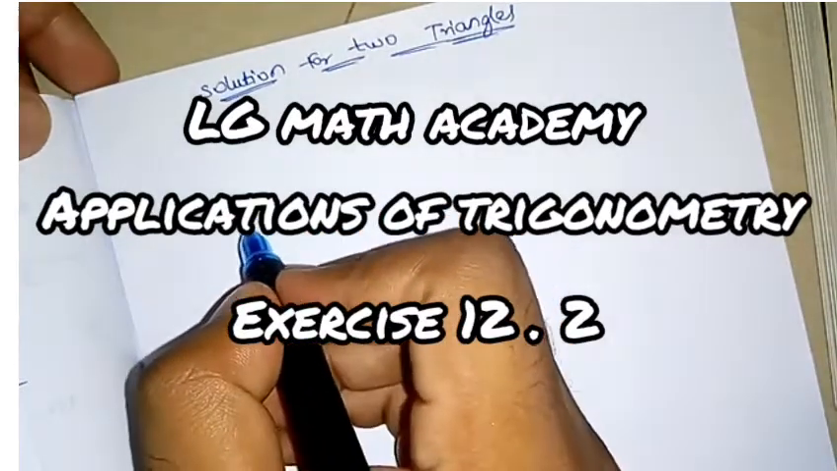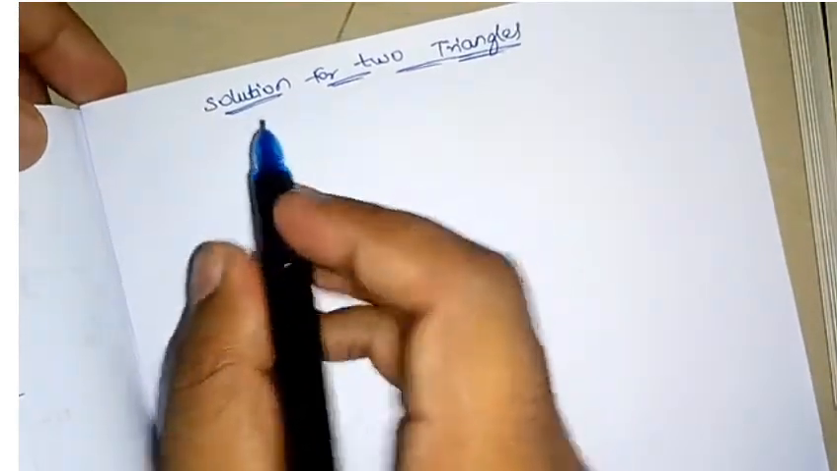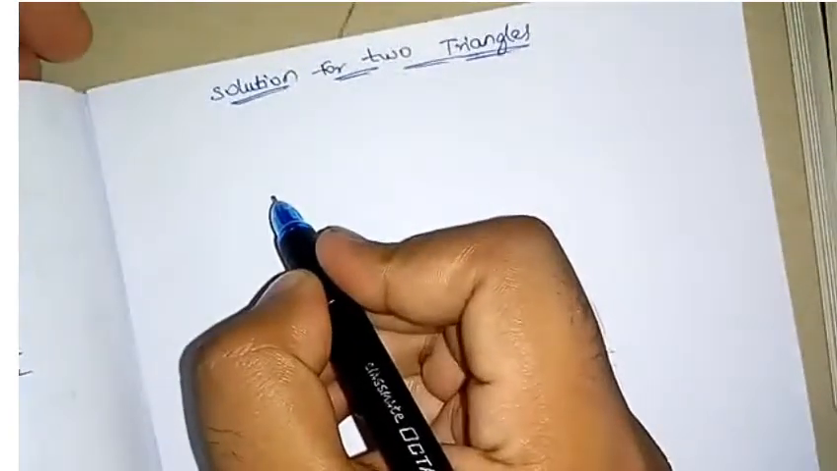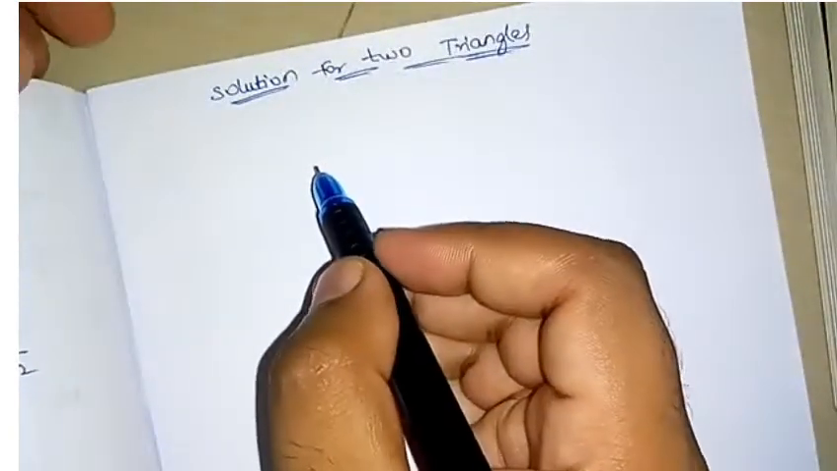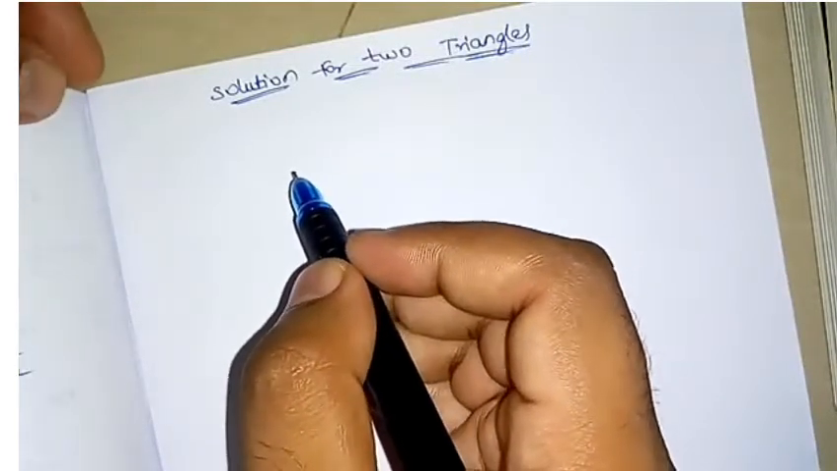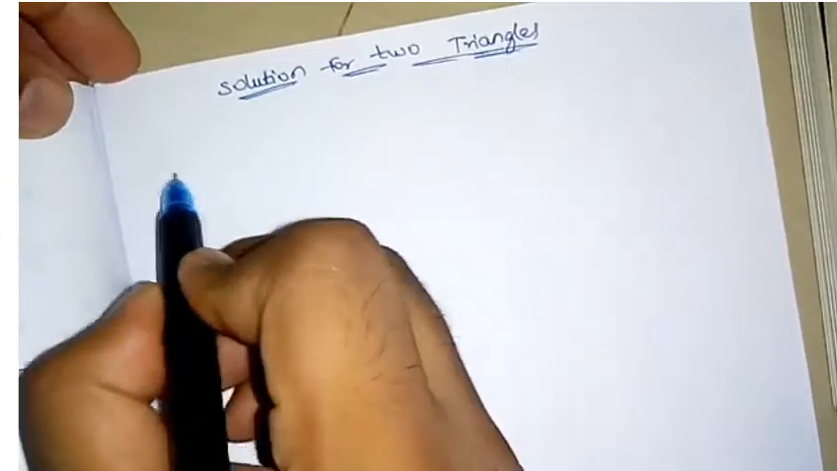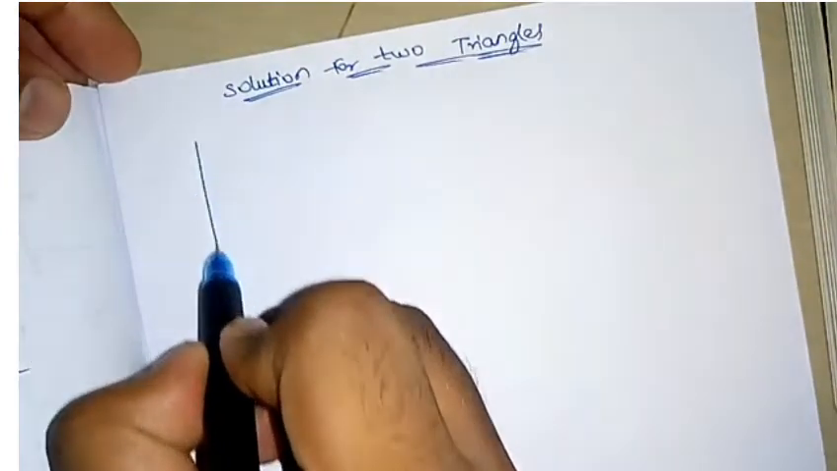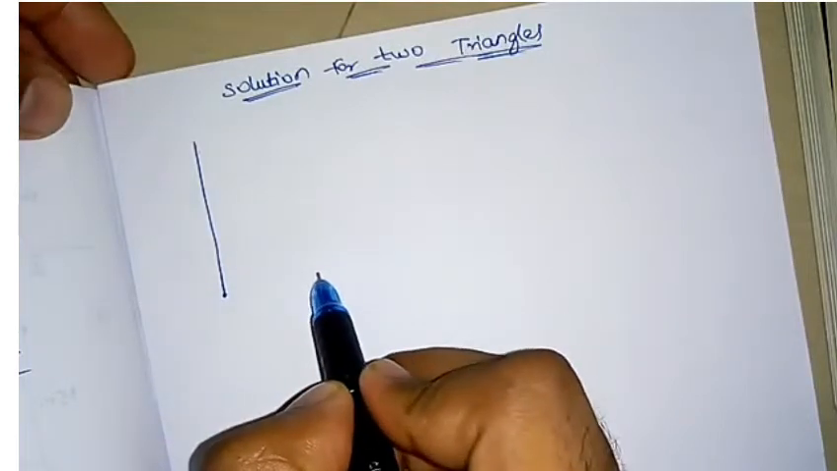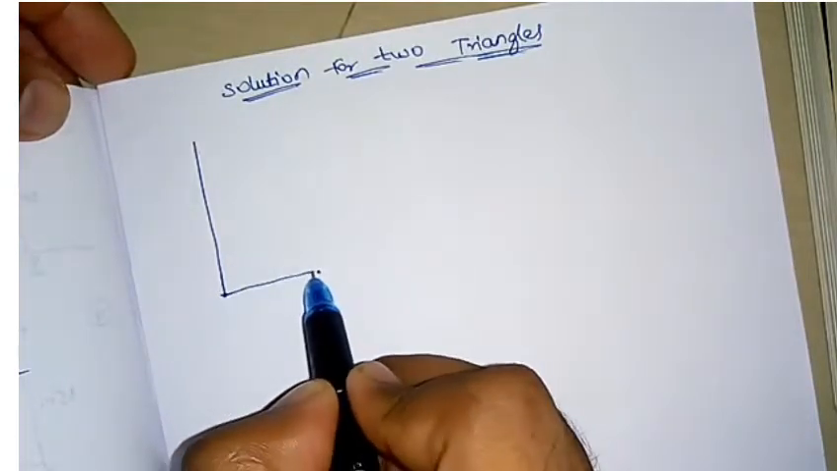Hi, our next topic is solution for two triangles. So far we have discussed questions on only one single triangle. What if we are given two triangles and need to find the height of a tree or mountain or cliff? For example, you have a palm tree, and you are observing it from a distance x.